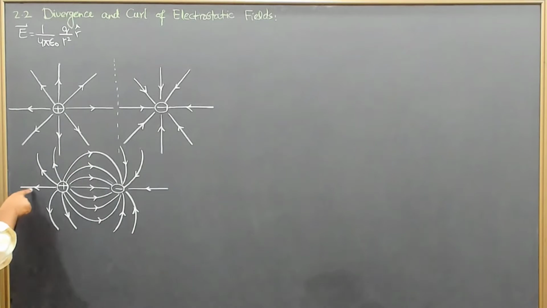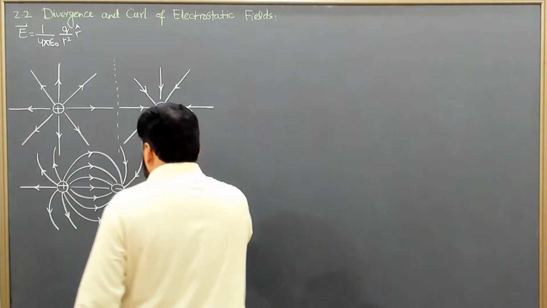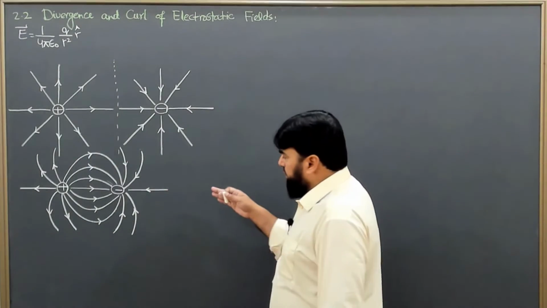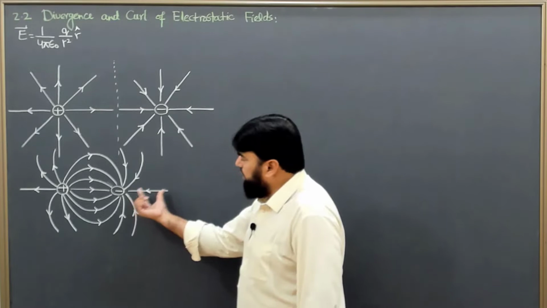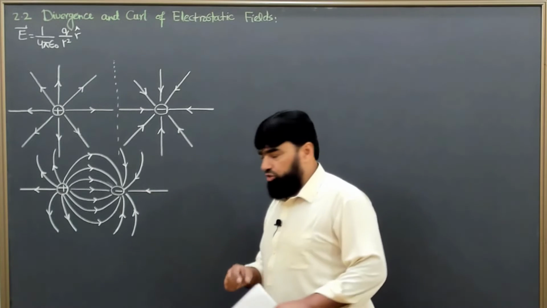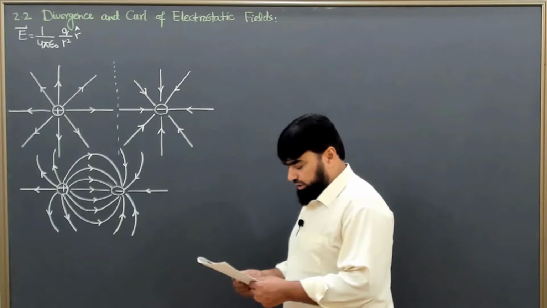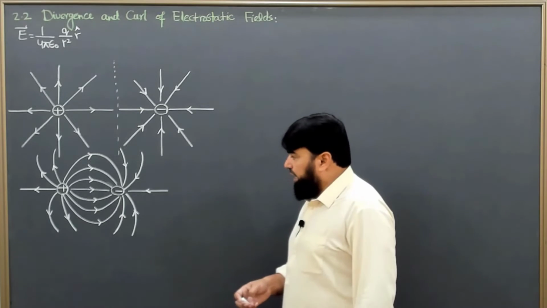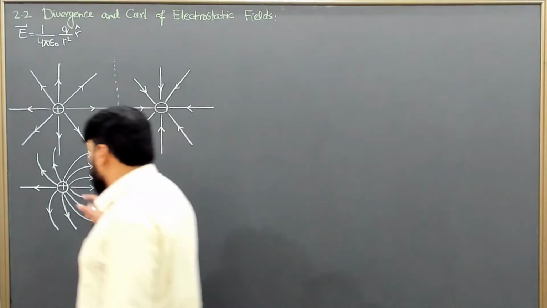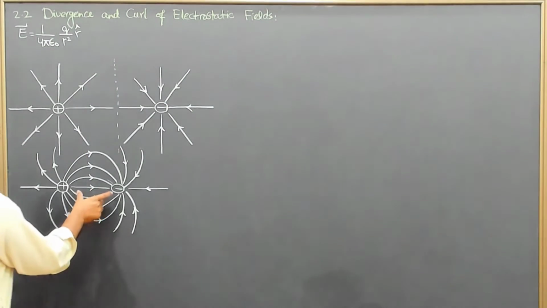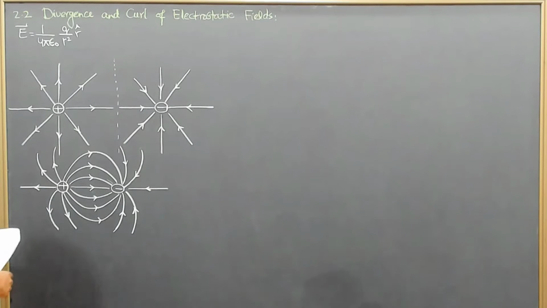Now for these two lines we consider that their curvature is so huge that for a small length we are having almost a straight line. So this is the representation of two interacting charged particles.